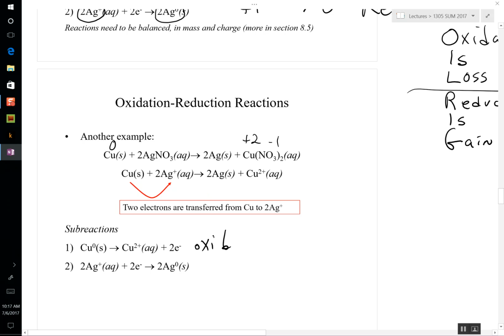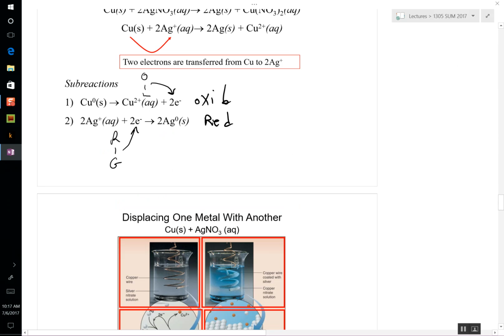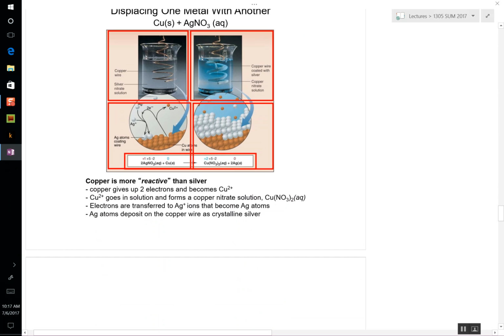And the silver is being reduced. It is gaining electrons. Reduction is gain, RIG. Oxidation is loss. Okay? So that's how to identify some of these.